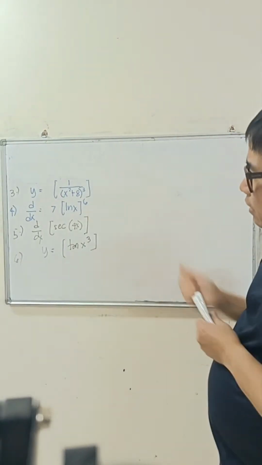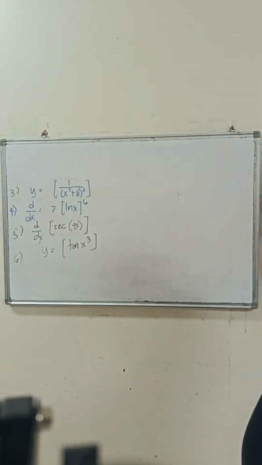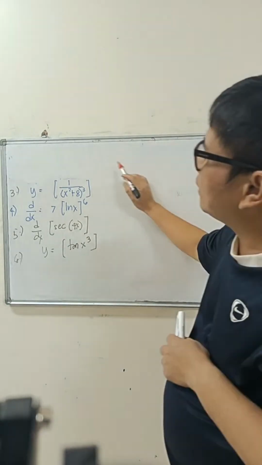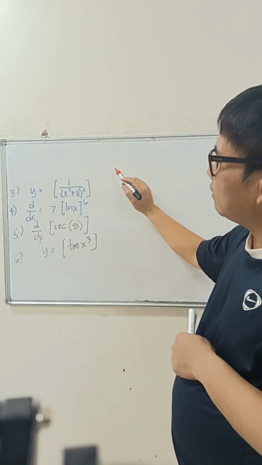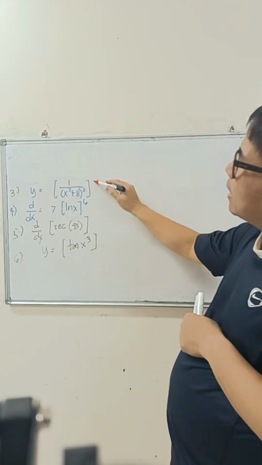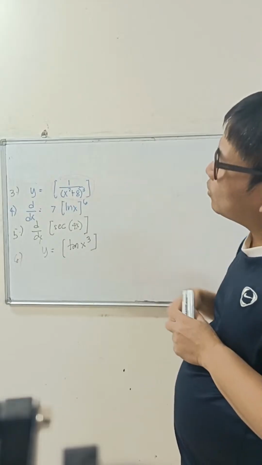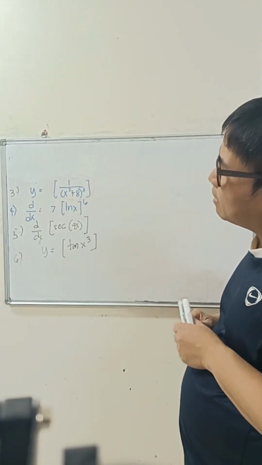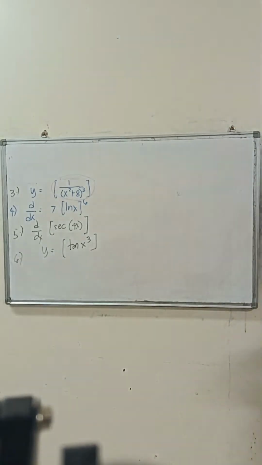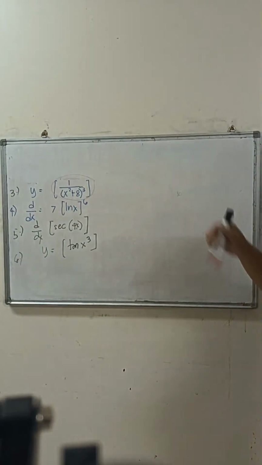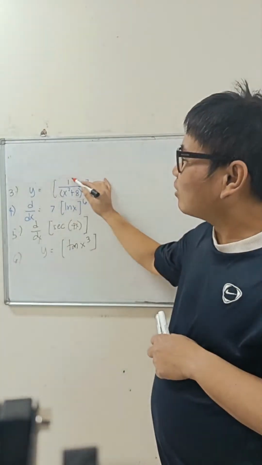Right? So things like that. So we have here y equals a rational expression, no? So 1 over (x squared plus 8) raised to the power 3. Guys, this is a quotient rule, but this is not really a full-fledged quotient rule, because the numerator is only the constant.